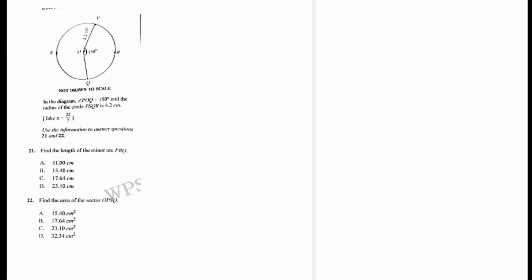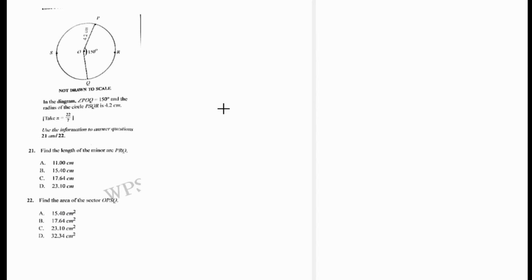Today we are solving questions 21 and 22 of WASSCE 2022 core or general mathematics paper. And the question reads, in the diagram, angle POQ equals 150 degrees and the radius of the circle PSQR is 4.2 centimeters. Take pi equals 22/7. Use the information to answer questions 21 and 22. Remember, this diagram is not drawn to scale.